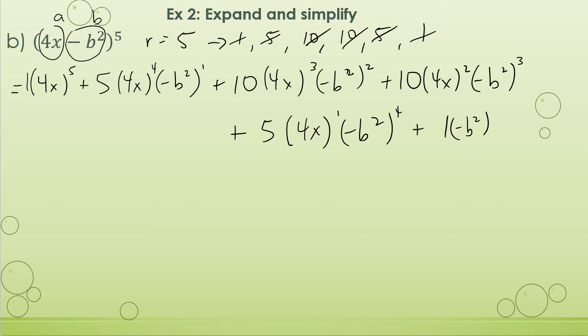Negative b squared and to the power 5. So we're going to tackle these one at a time. First term, 5 to the power of 4, 1024, x to the 5.